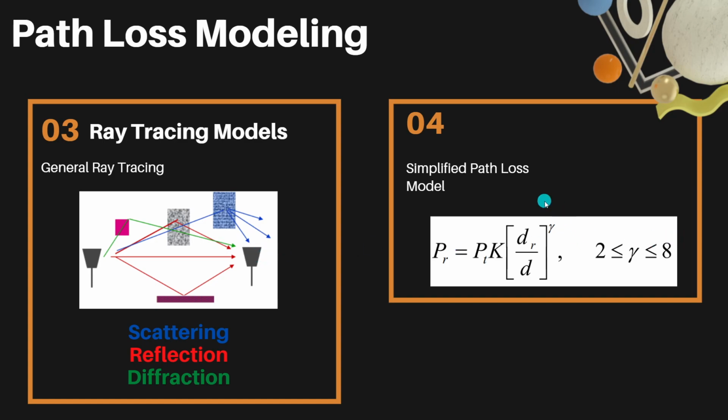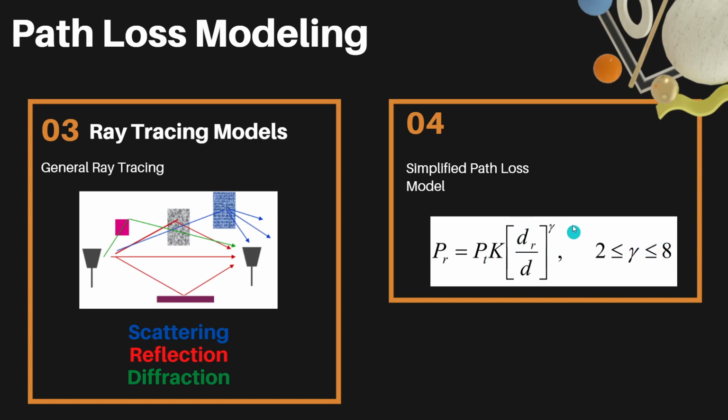And now let's move on into the fourth part, which is the simplified path loss model. As the name suggests, it is basically the simplified version of the path loss model. It is used when the path loss is dominated by reflection from objects. From this equation, the most important parameter is gamma, the path loss exponent, and it is determined empirically, and gamma ranges from 2 up to 8.